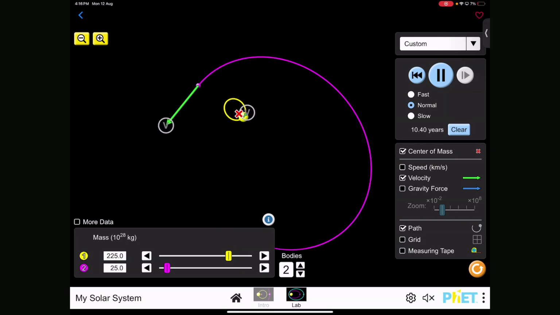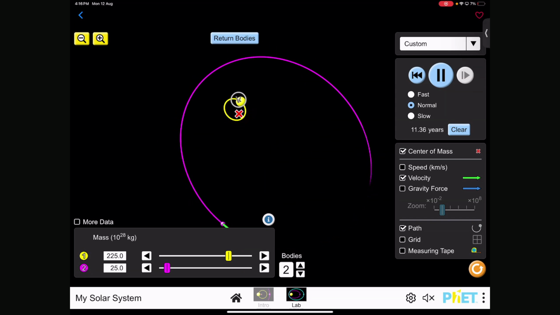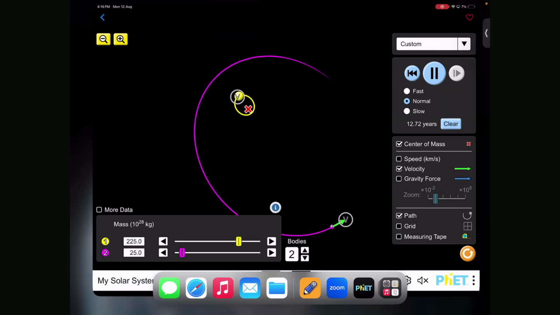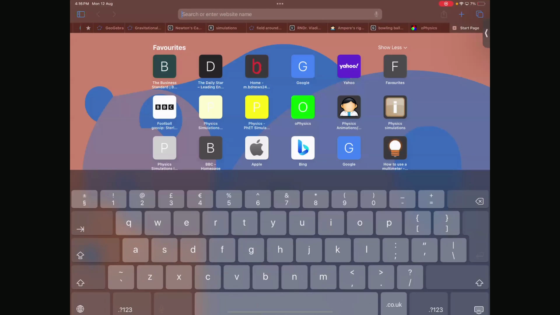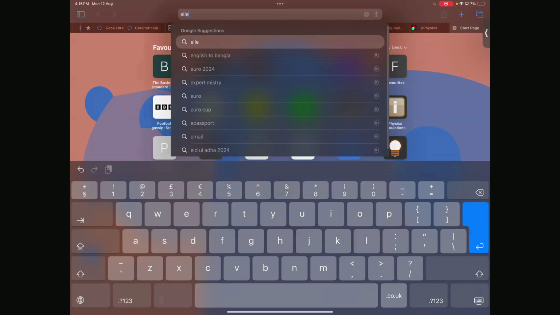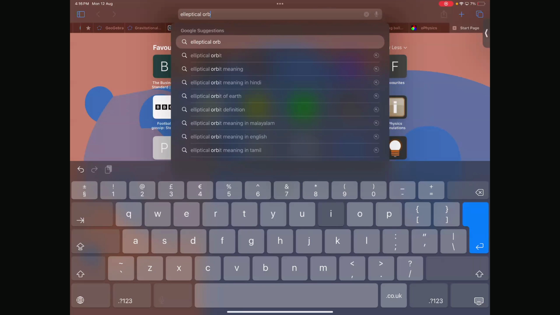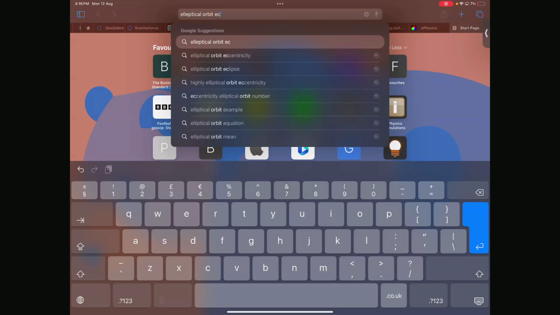Okay, so students then ask me, if the orbit is elliptical, right? But when we do the math, it shows that the Earth will take 365 days, the actual value. How is that possible? So for that there is this interesting math here. Again, not for our syllabus. Elliptical orbit, eccentricity.